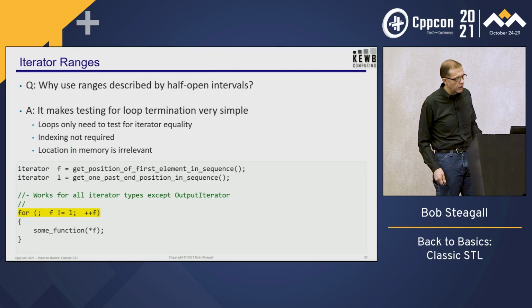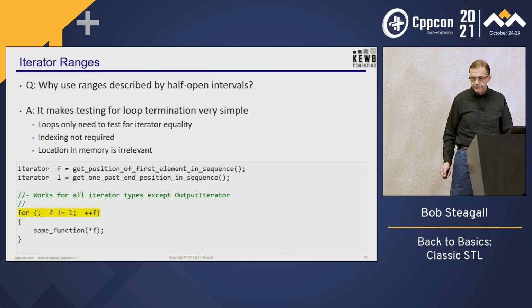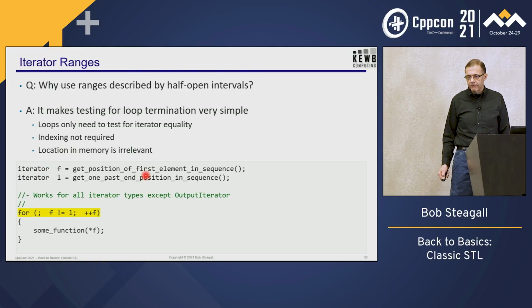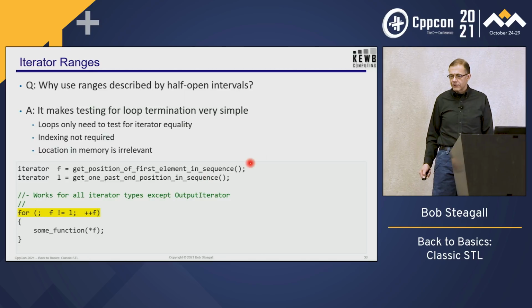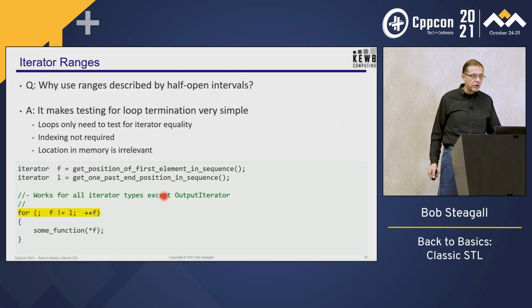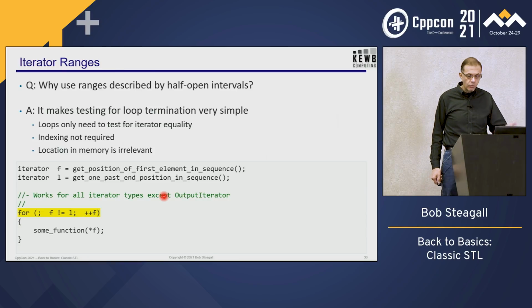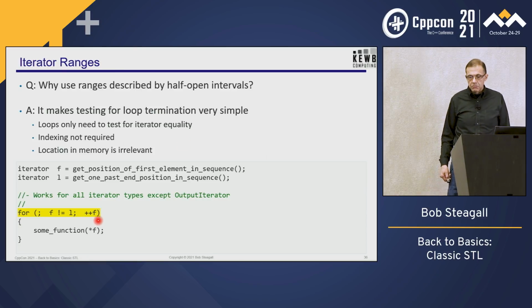And so here's a little code sample to give you the idea. We have our first and last iterators, and here is just some pseudocode for some functions that get the position of the first element in the sequence, get the position one past the end in the sequence, and then here's the loop. You just run over the loop until f equals L, you increment f, and while you're in the loop, you do something with the thing that f points to. It's that easy.